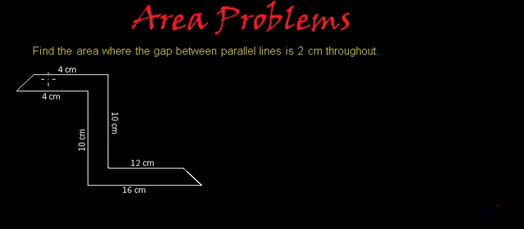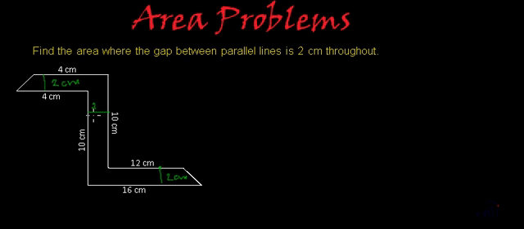That means if we draw a perpendicular line from here till here, it is 2 centimeters, right? And if I draw a perpendicular line from here till here, this will also be 2 centimeters, and this will also be 2 centimeters, right? Yes, that's very clear, very simple. And now we have to find the area.